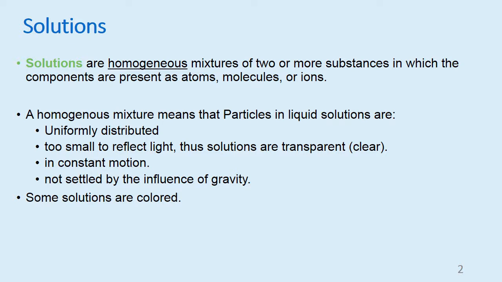So a solution is a homogeneous mixture of two or more substances in which the components are present as atoms, molecules, or ions. The key point is that it's homogeneous and a mixture of two or more substances. What's a homogeneous mixture? Remember, that means that particles are uniformly distributed. If you were to look at a solution, you would not be able to see one part from the other, so uniformly distributed. The particles are too small to reflect light, and so solutions tend to be transparent or clear. That doesn't mean that they don't have color, but you can see through them. They're not cloudy.